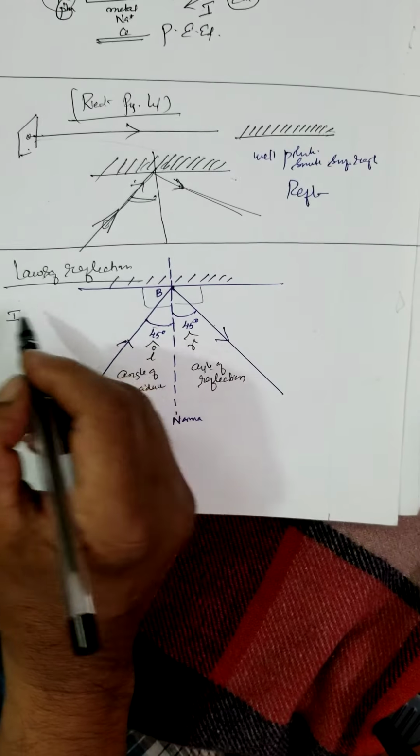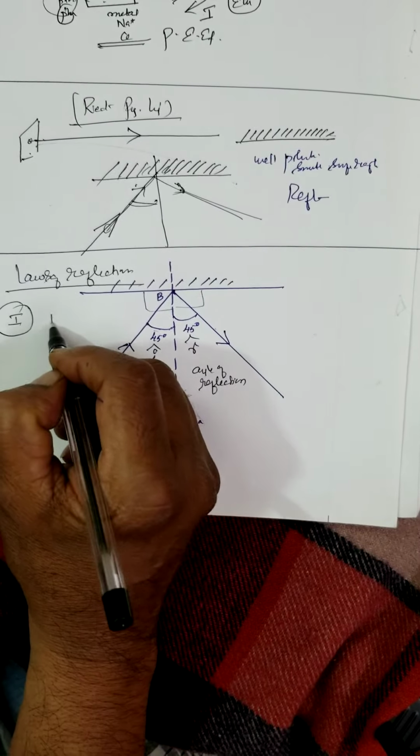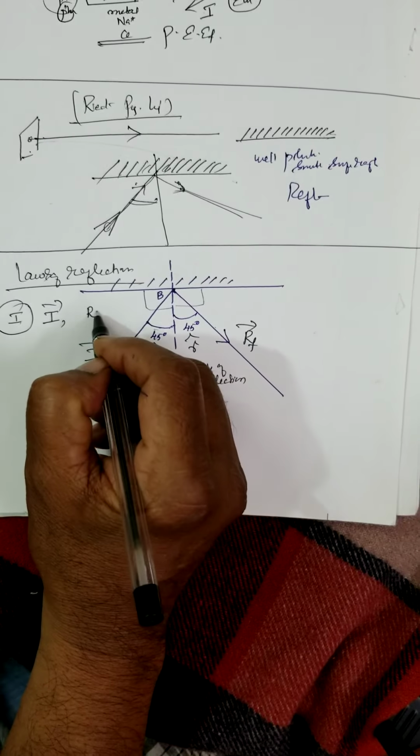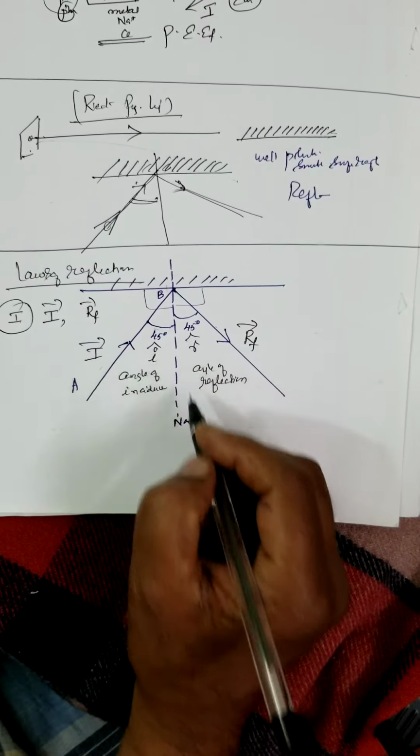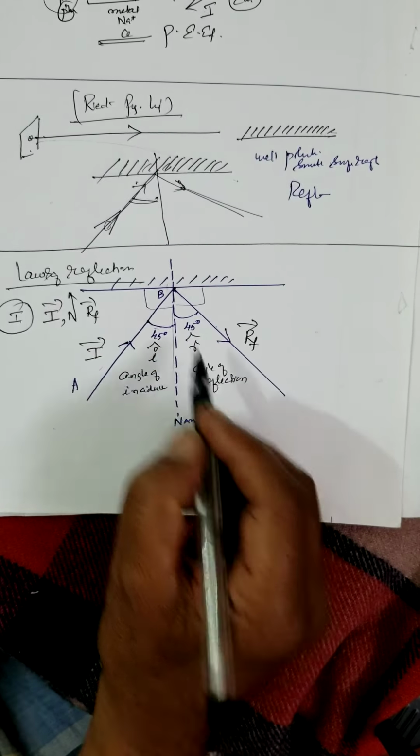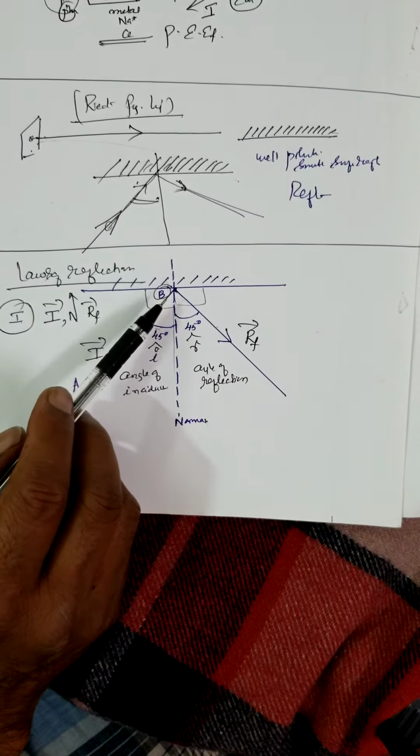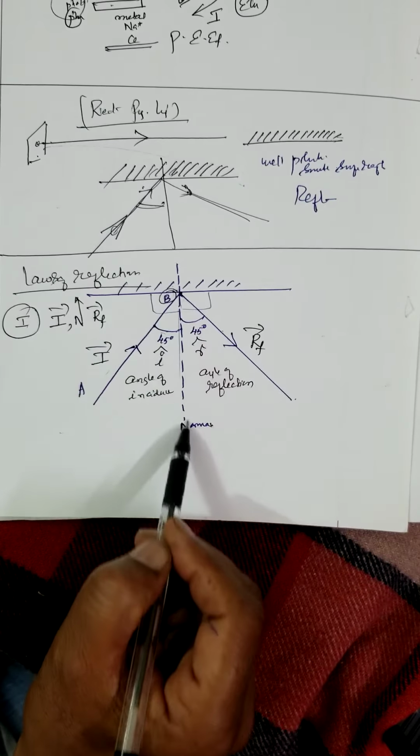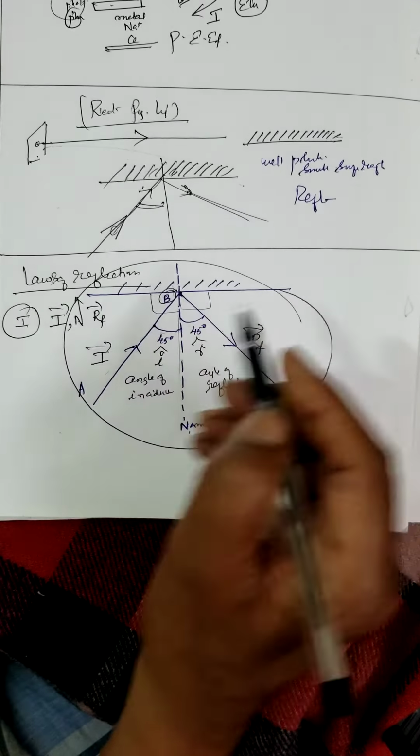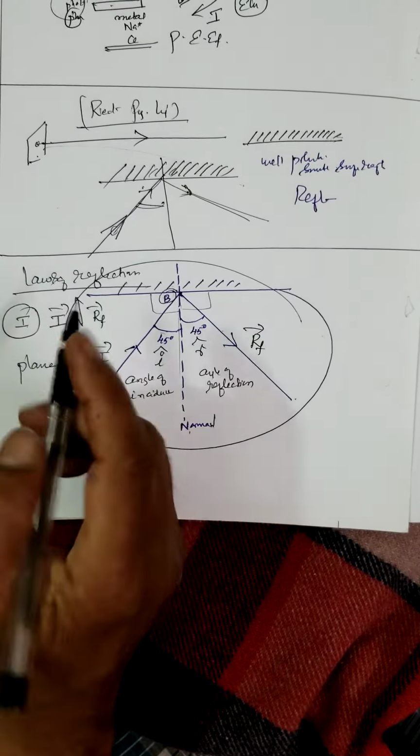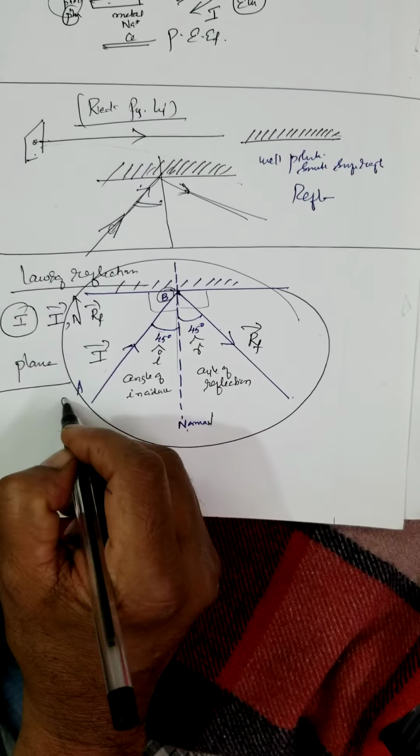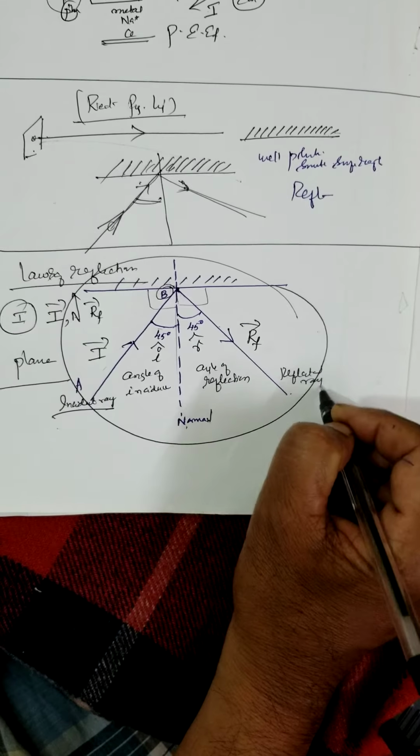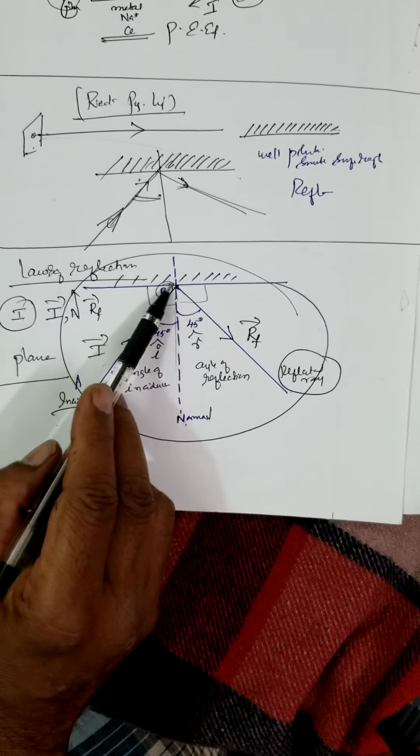You have studied this in your class. What is the first law? This is called the incident ray, this is the reflected ray, and this is the normal at the point of incidence. Which is the point of incidence? The point of incidence is B. The incident ray, the reflected ray, and the normal at the point of incidence all lie in the same plane. Therefore, this is the first law: the incident ray, reflected ray, and the normal at the point of incidence all lie in the same plane.